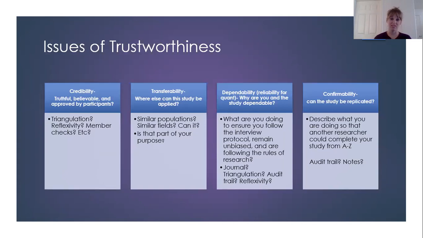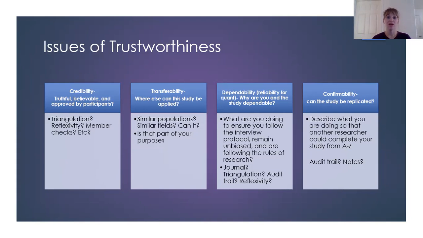Issues of trustworthiness. This is very important. So you have to establish credibility. You have to show that you're being truthful, believable, and that your work is approved by the participants. I did this through member checks. I sent the summary of the interviews to the participants so that they could look at it and say, yes, I agree, you understood my opinion. You can do this through triangulation, reflexivity. You can do it in a few different ways. So find out what you want to do for your study in order to ensure credibility.